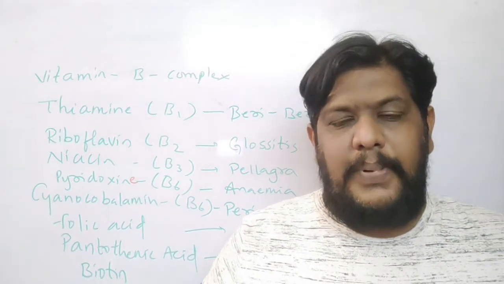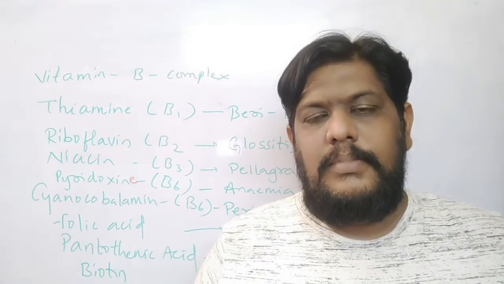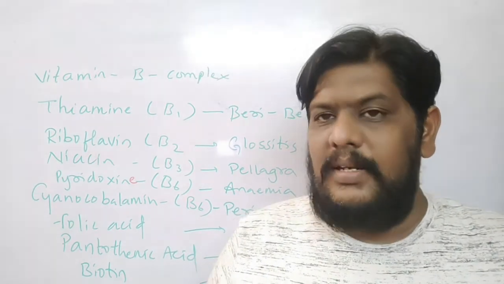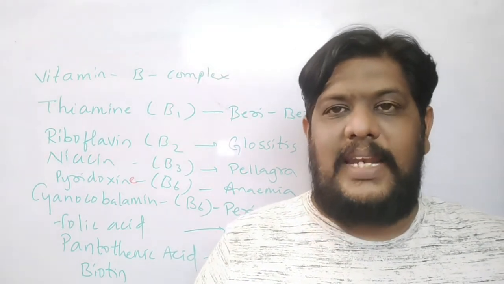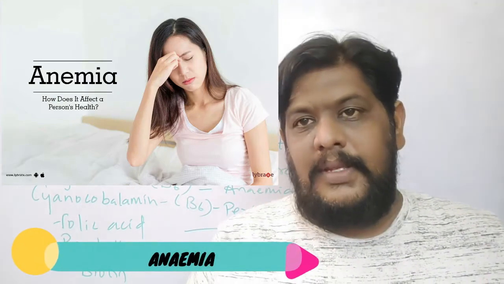So there is a particular percentage of blood in males and females, and that will become less if you don't take the pyridoxine properly. That will lead to a problem called anemia. Sometimes the doctor will look at your eyes and say that you are anemic. That means you don't have proper blood in your body.